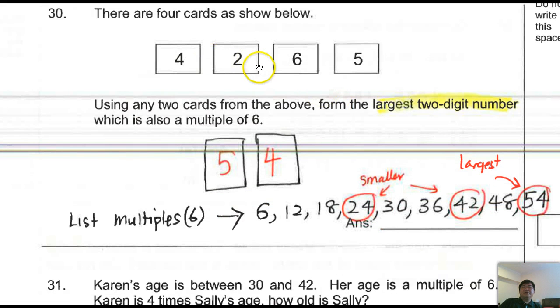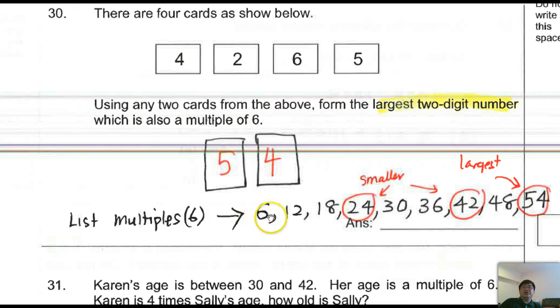Now there are 4 cards. Now they're not asking you for 4 digits. There are 4 cards. You take any 2 to form the largest 2-digit number. Okay. Now some of you may be thinking largest, it means it must start with 6. Okay, the second condition is that this largest 2-digit number is also a multiple of 6.